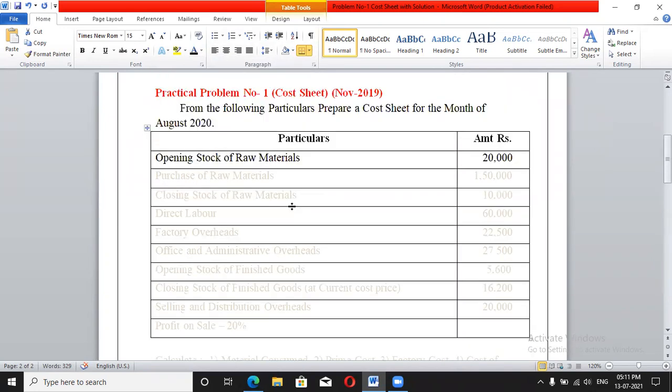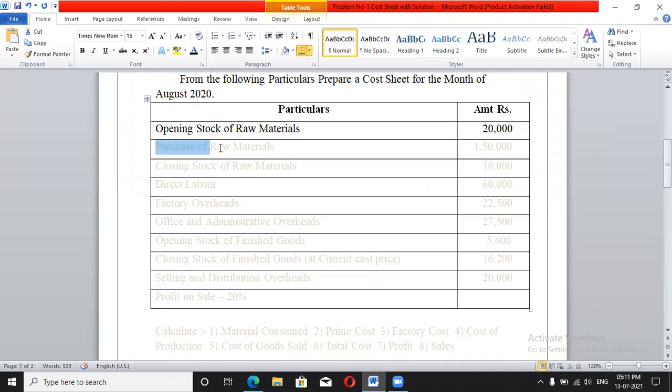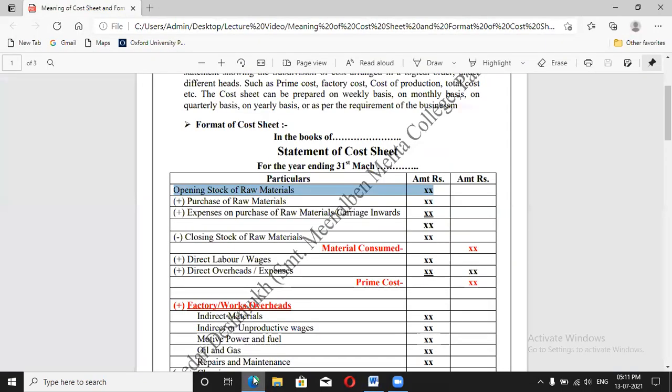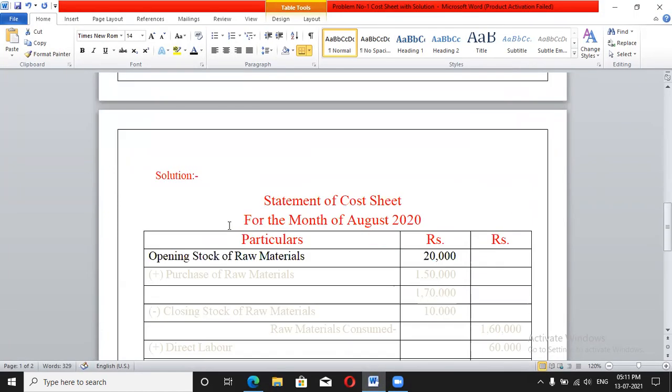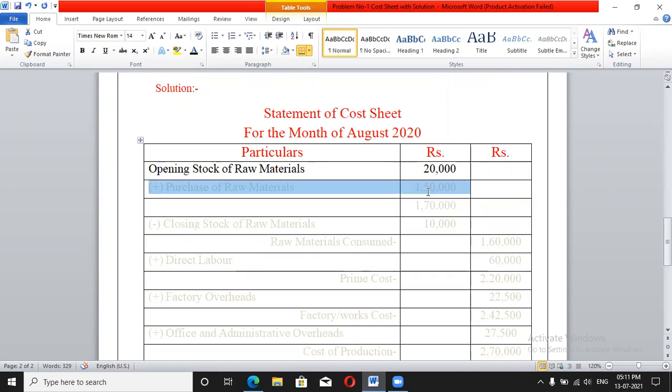Then the next point given in our question is the purchase of raw material. During the year we purchased raw material of 1,50,000. So the purchase of raw material is added to the opening stock. In the solution, add the purchase of raw material amount in the inner column, 1,50,000.